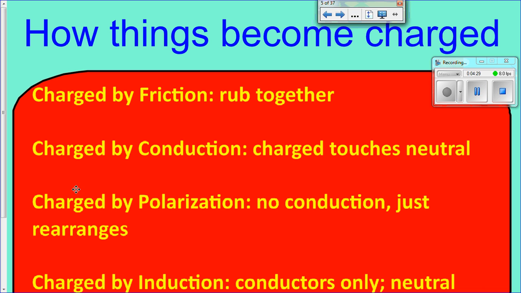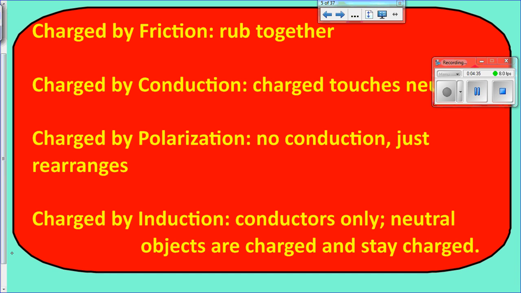And then the fourth and final one is charge by induction. And what that is going to be primarily only for conductors, so insulators are not in this category. And this is where neutral objects are charged and they stay charged. Okay, so we're going to go through all 4 of those more in depth so we understand what they are saying. So let's start with charge by friction.